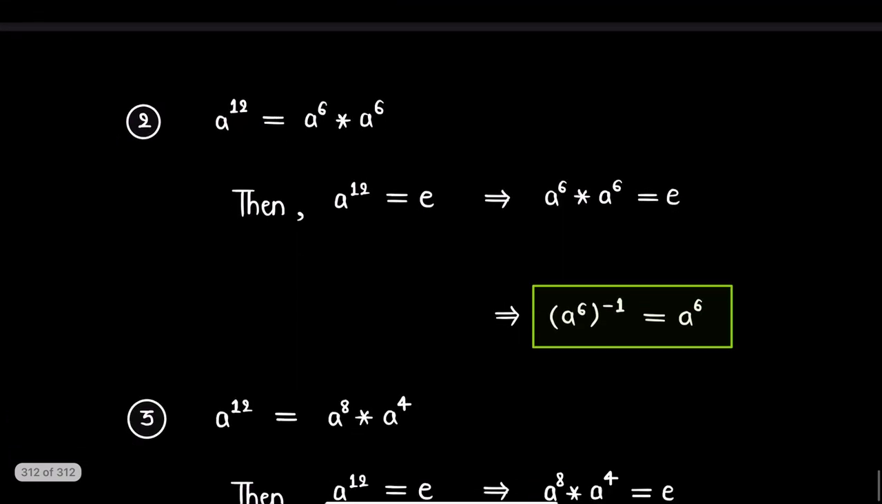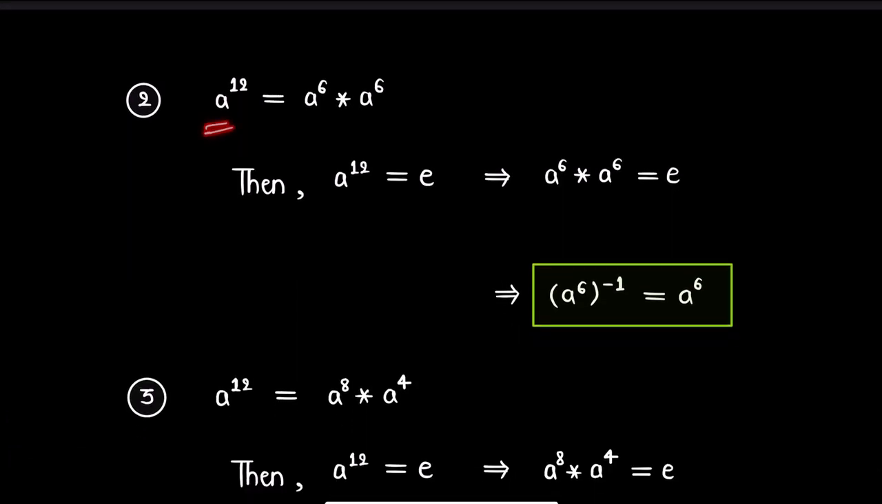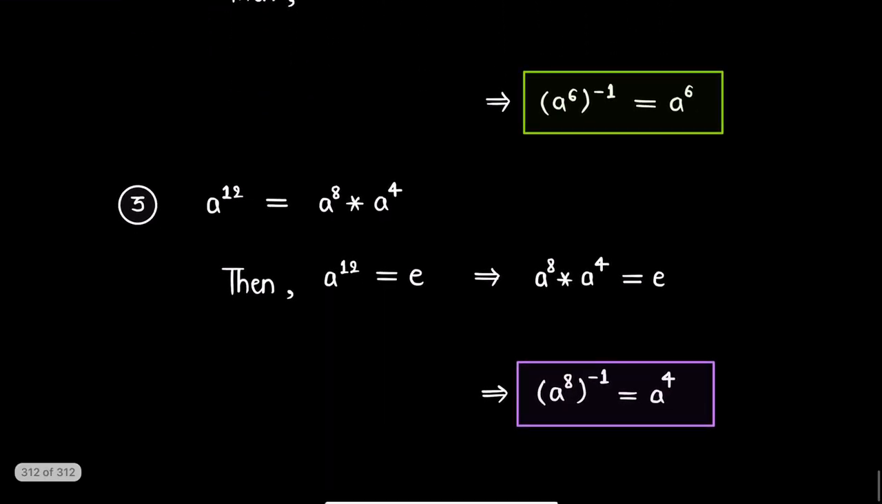Next we can write a^12 as a^6 star a^6 using the above theorem. Then a^12 equals identity implies a^6 star a^6 is equal to identity. Again using uniqueness of inverses in a group, we have the inverse of a^6 will be a^6, that is a^6 is a self-inverse element.